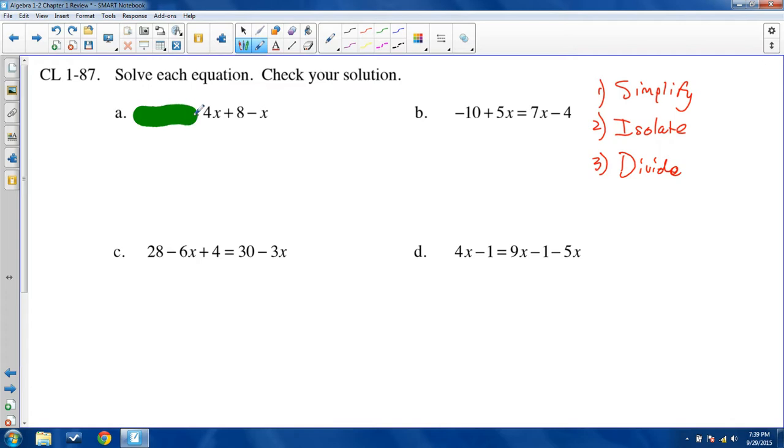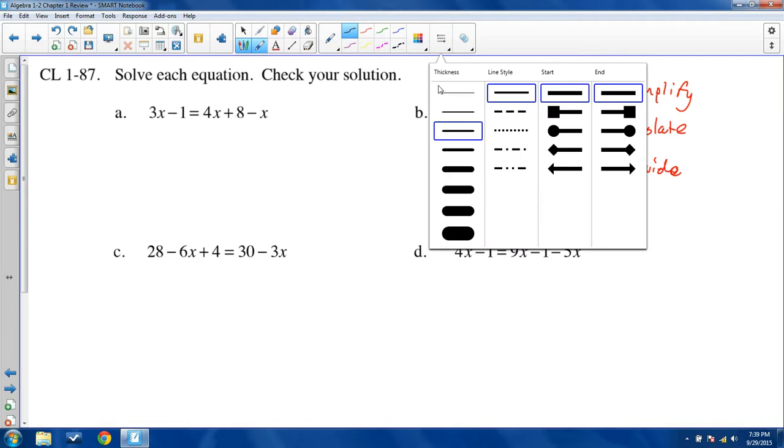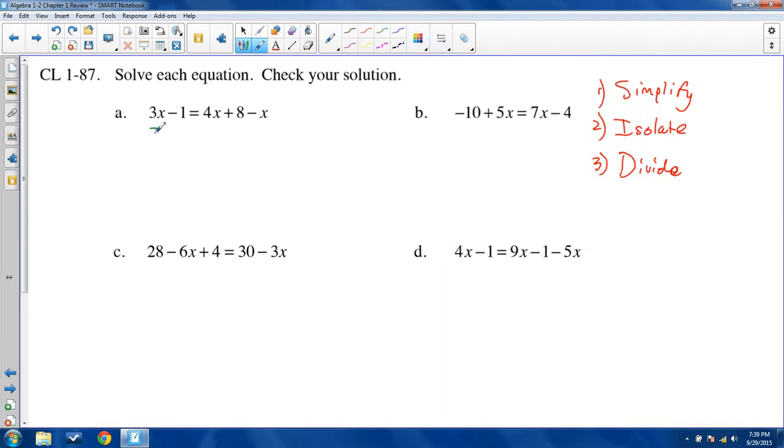So let's hide this side. 4x plus 8 minus x. Can I combine any like terms here? Yeah, I can combine the 4x and the negative x together. So let's go ahead and do that. So in this first problem here, I'm going to have 3x minus 1 on the left. And let me rewrite this so they're right next to each other so you kind of understand what happens. I'm putting the x on this side.